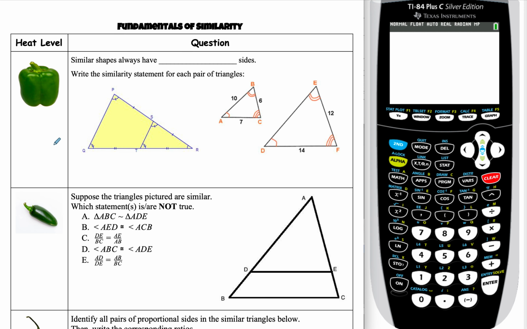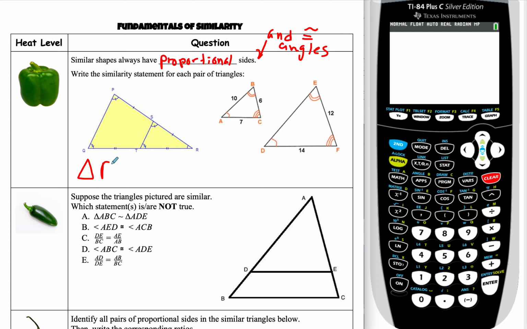Alright, so the next topic we're going to talk about are fundamentals of similarity. Similar shapes always have proportional sides, and they've got congruent angles, okay? So, it's important to know how to write a similarity statement. I'll write a couple of these. So here, these triangles are similar.